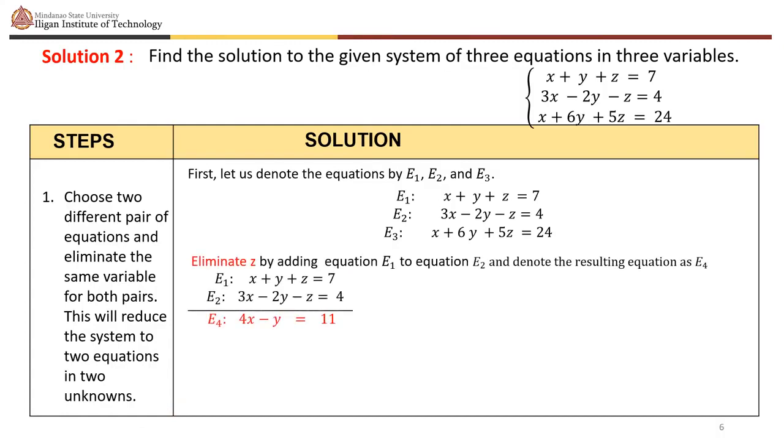And then eliminate z by adding equation e sub 1 to equation e sub 2 and denote the resulting equation as e sub 4. So we have e sub 1 is x plus y plus z is equal to 7. And then we add it with 3x minus 2y minus z. So x plus 3x here is 4x. Y minus 2y is negative y. Z minus z is equal to 0. So we're able to eliminate z. So we have 7 plus 4 equals 11.